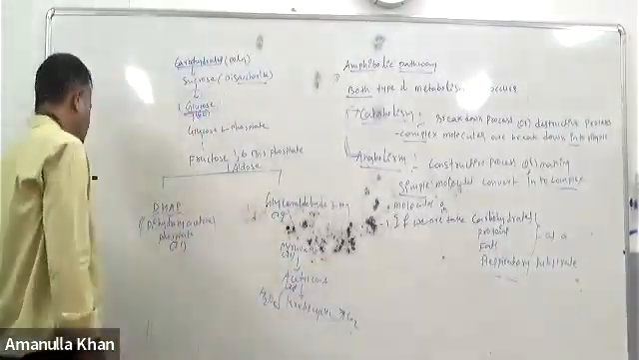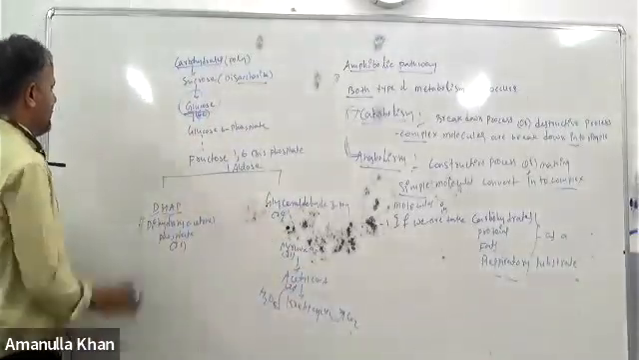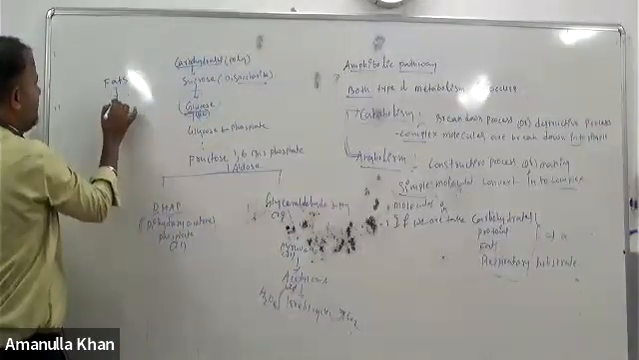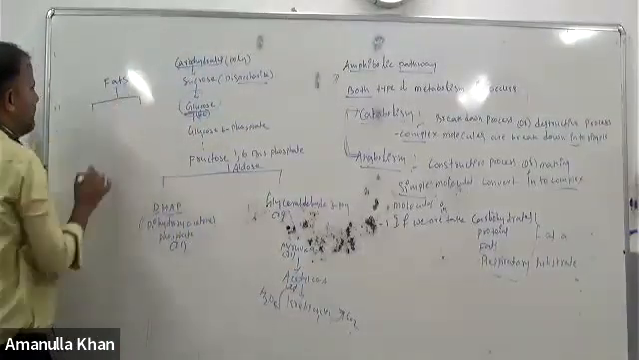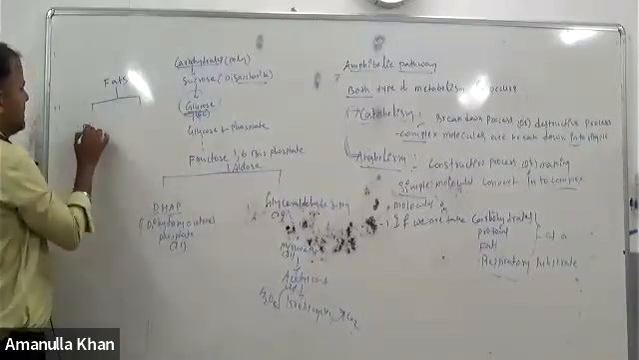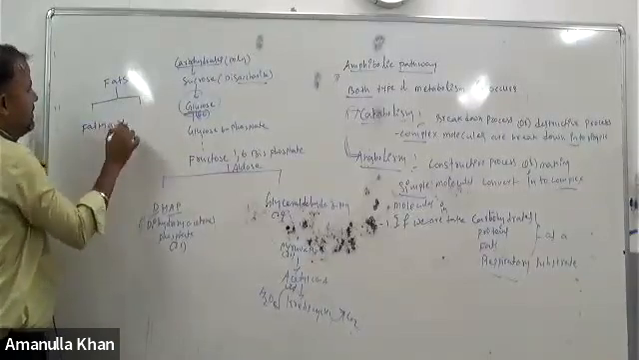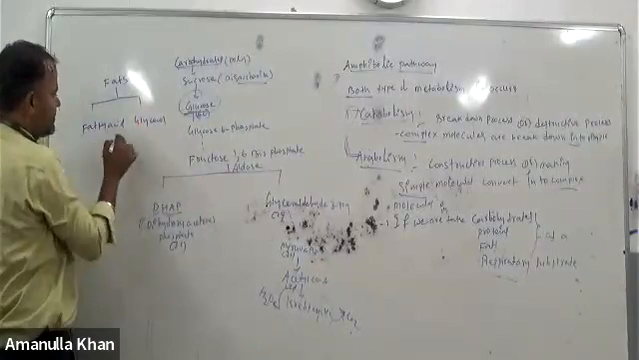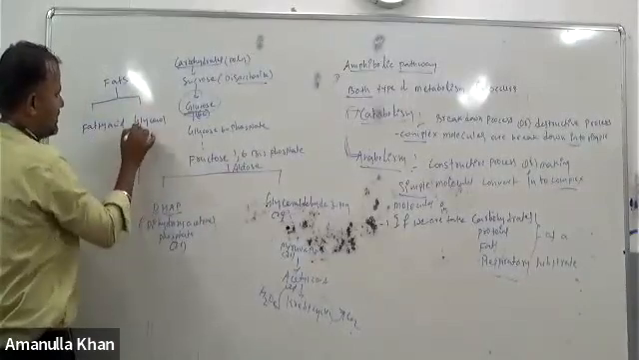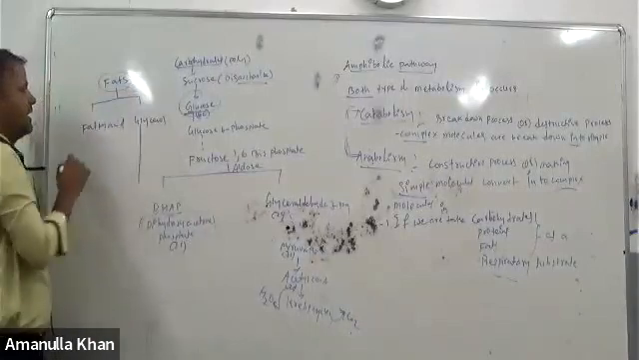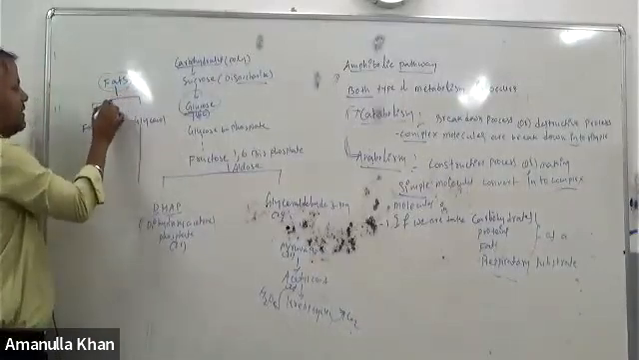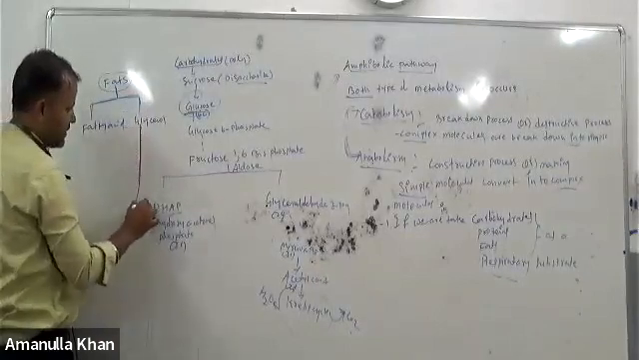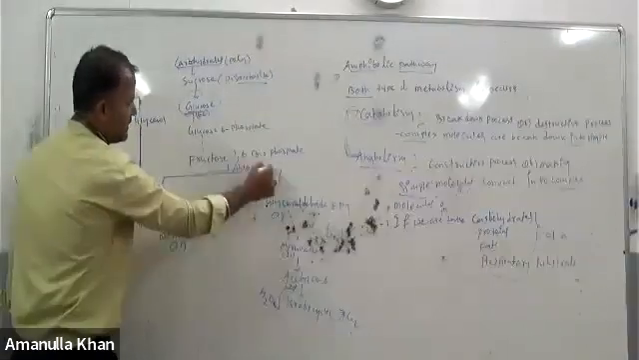Then if you take fats as a respiratory substrate, what happens? First, fats break down into fatty acid and glycerol. This means fats do not directly enter the respiratory pathway. Now this glycerol is converted to DHAP, then enters the respiratory pathway.